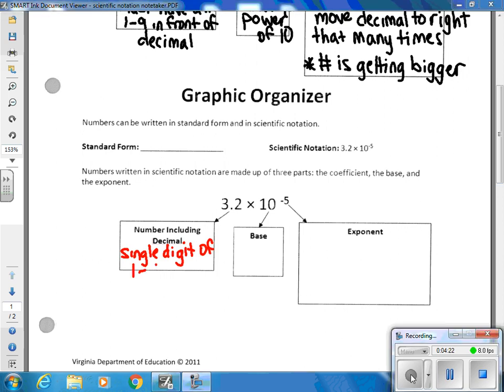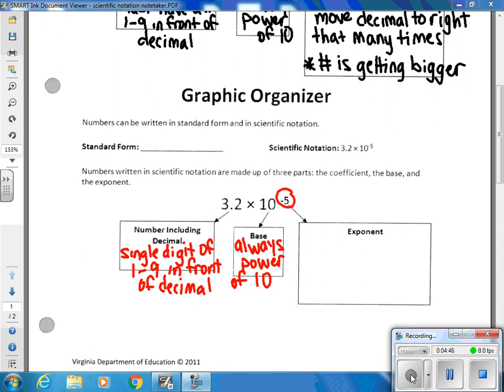Of 1 through 9 in front of the decimal. That will always be true, no matter what kind of exponent you have. And the same thing that will always be true with the base is that it's always a power of 10. The thing that's different, though, is that because your exponent is negative, the exponent part tells you a little bit more in this case.